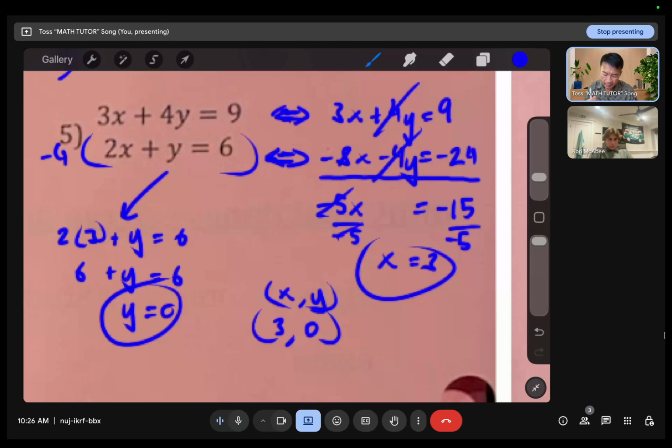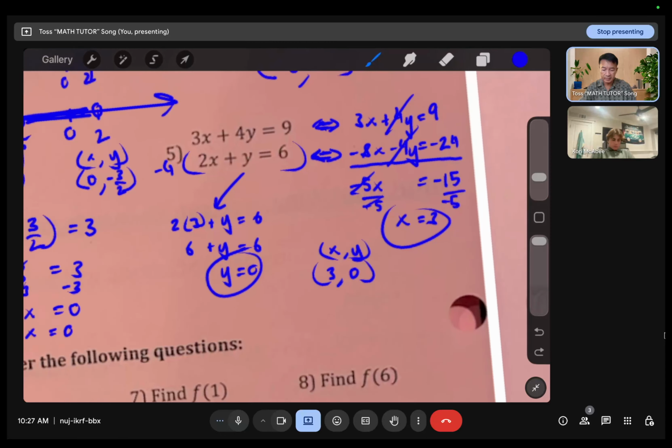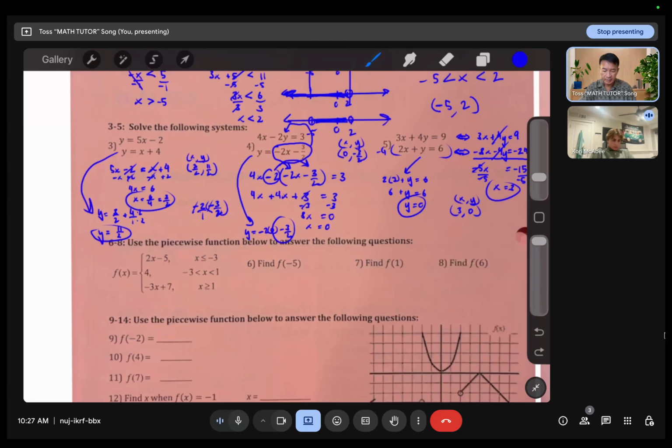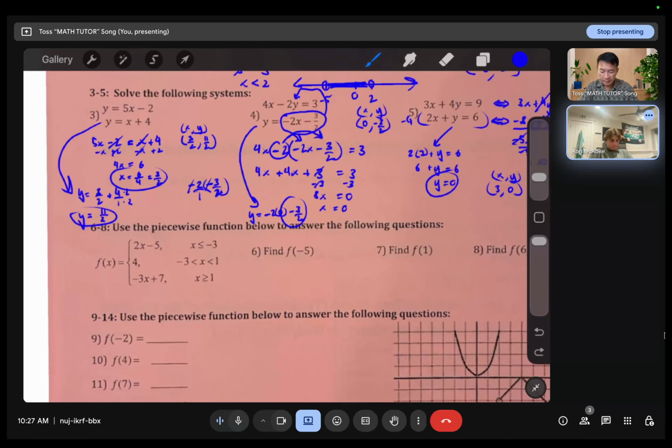Put 3 in for x, 6. Yep, that's true for the second equation. What about for the first equation? But normally, you don't need to do both equations when you check it. So 3 times 3 is 9. 9 plus 0 is 9. Yeah, that's it. No, it's correct. All right, moving on.